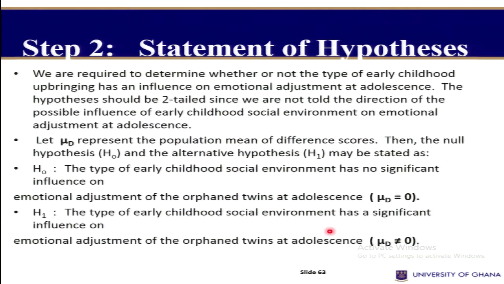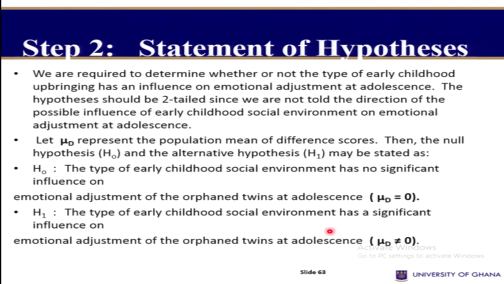And then step 2, which is the statement of hypothesis. And here I said we need to state the hypothesis, both H1 and H0, in statement form, and then we also symbolize them. And in doing that, we have to pay attention to whether we are dealing with a one-tail or a two-tail situation. So here, let's see what we have. We are required to determine whether or not the type of early childhood upbringing has an influence on emotional adjustment at adolescence. The hypothesis, therefore, is two-tail, since we are not told the direction of the possible influence of early childhood social environment on emotional adjustment at adolescence.